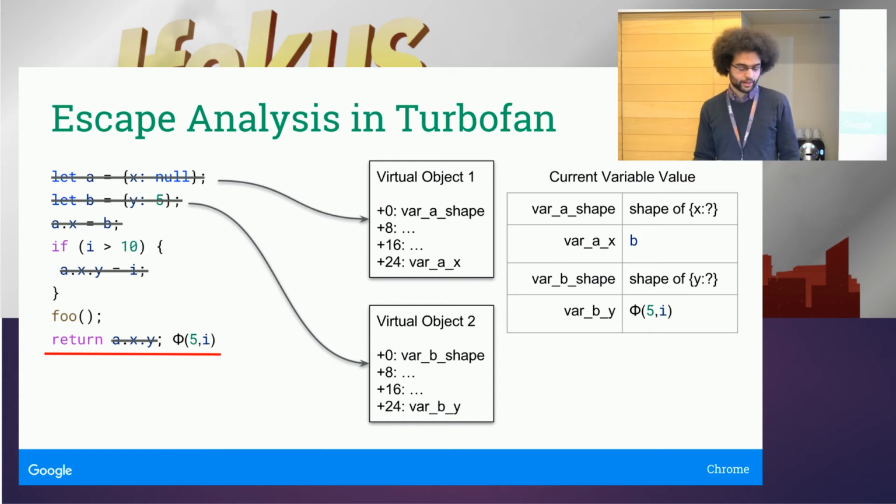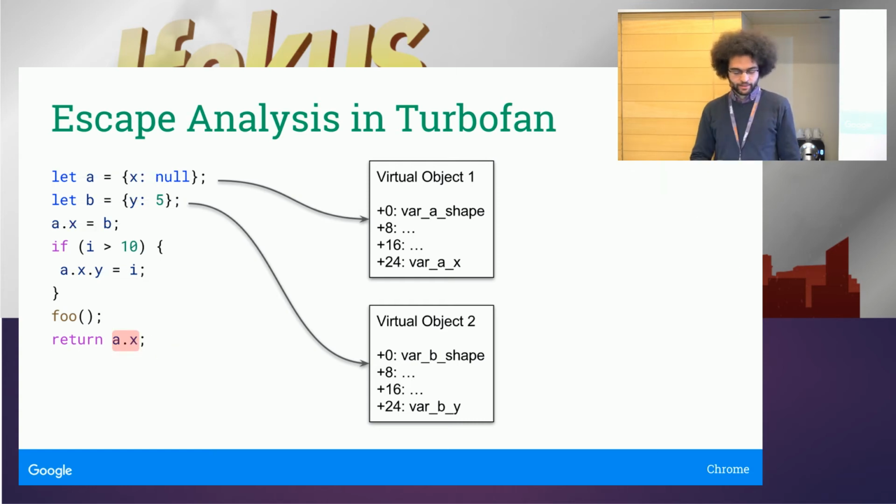In the end, we can just remove all the allocations, all the assignments to dematerialized objects, and replace the loads from dematerialized objects with the value of the variable. So this is kind of a happy case. The example is very artificial.